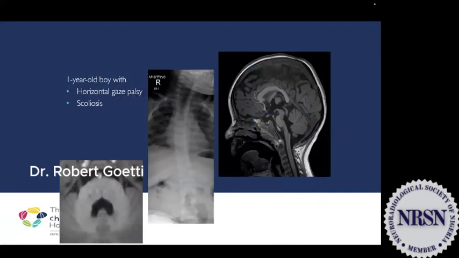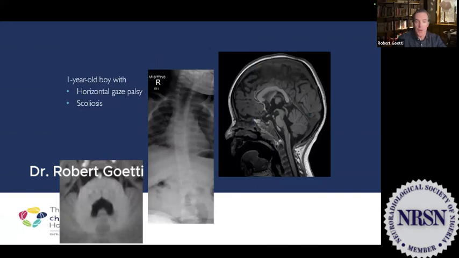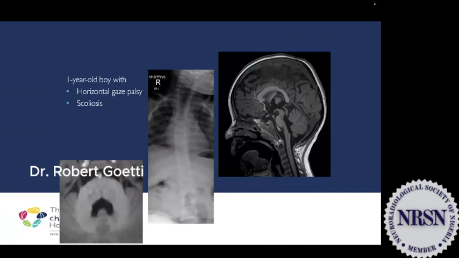The next patient is a 1-year-old boy with horizontal gaze palsy and scoliosis.